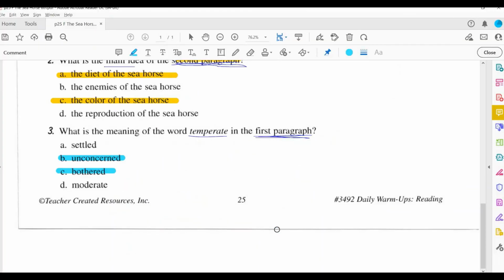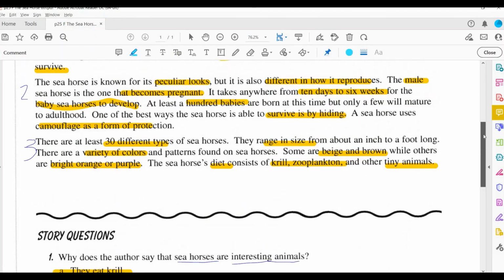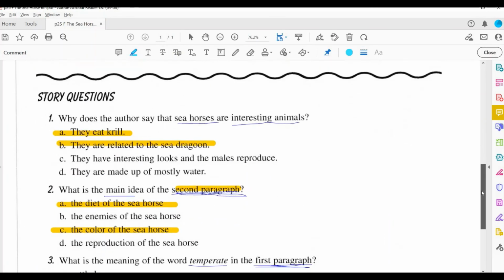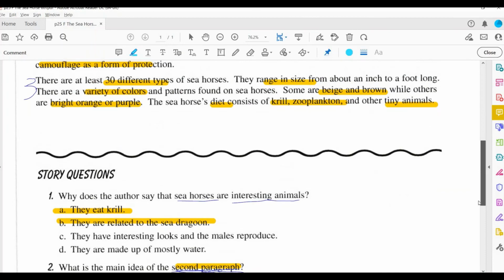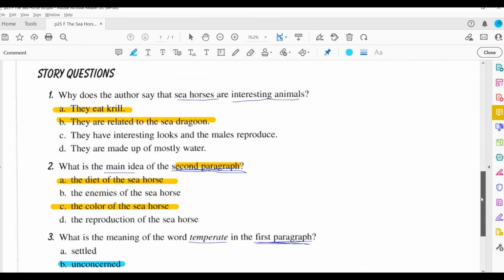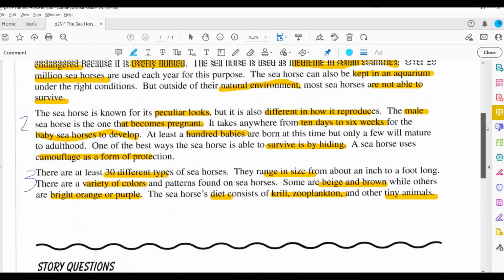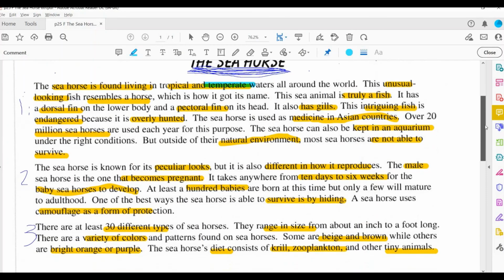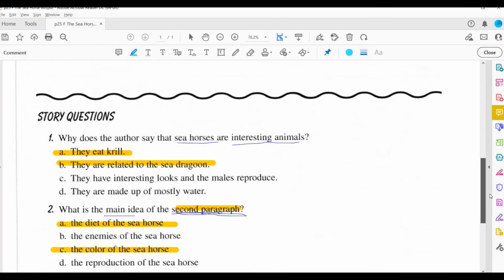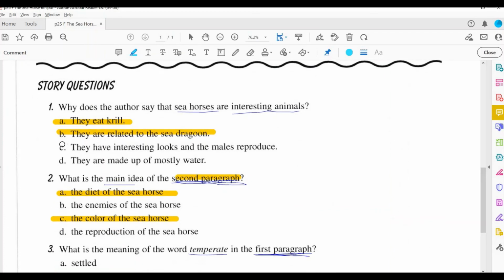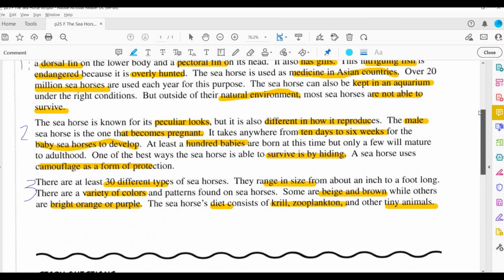Now we can actually do that last step, which is answering the actual questions. So number 1, now we can answer. So I'm going to say, why does the author say that seahorses are interesting animals? Going back to the text and reading, I'm going to decide because C. That's my final answer. They have interesting looks and the males reproduce.